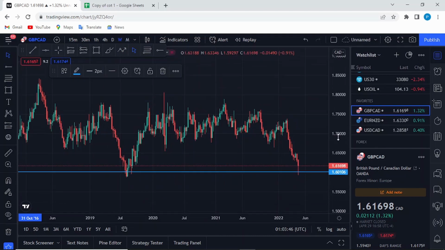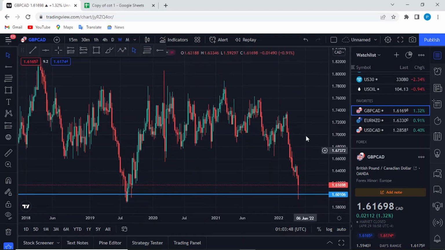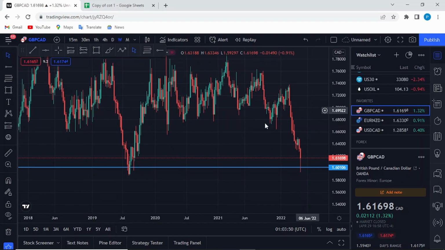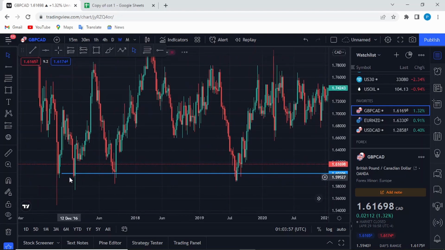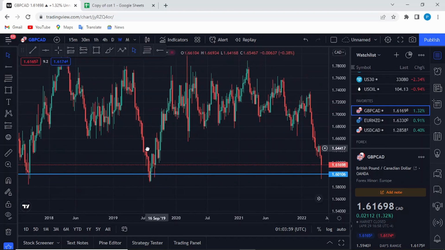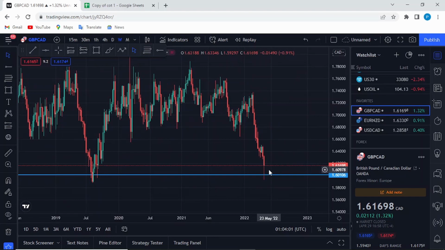So on the weekly too, we can see the same thing about GBPCAD here. It is testing an area of support, this place right here, and historically an area of support as well here. And there's also already been a rejection from the area of support. So technically on the weekly too, we expect an upward market.